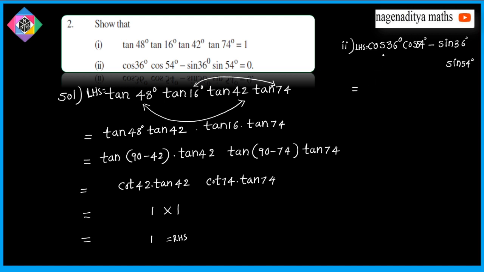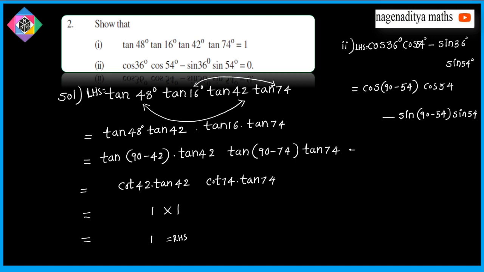How can we write cos 36? We can write cos of 90 minus 54, multiplied by cos 54. Okay, and how can we write minus sin 36? sin of 90 minus 54, multiplied by sin 54 degrees.